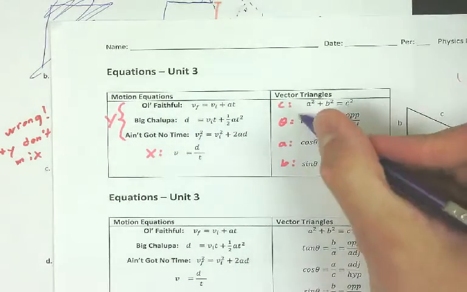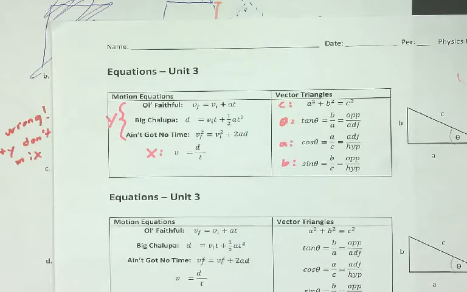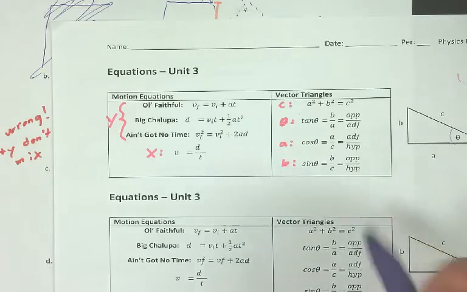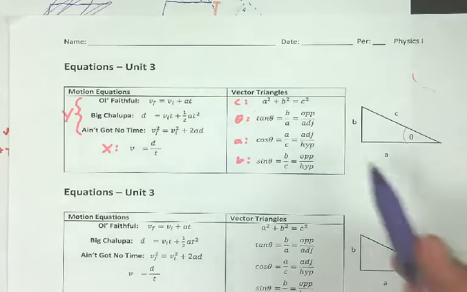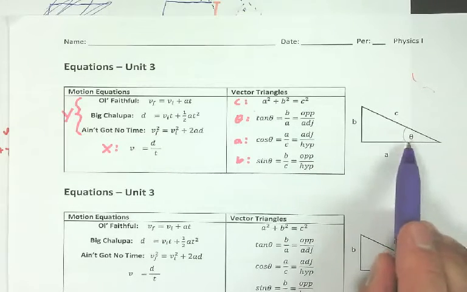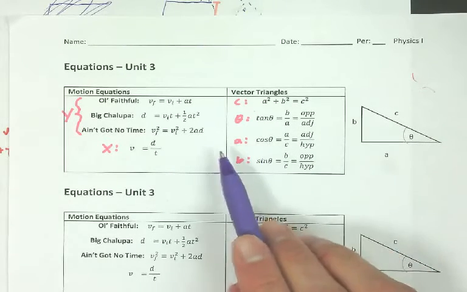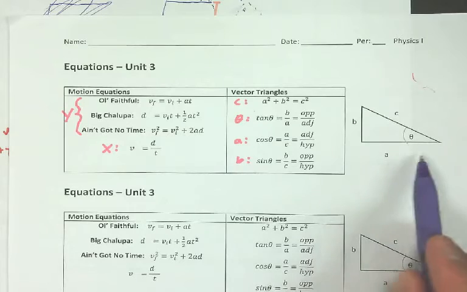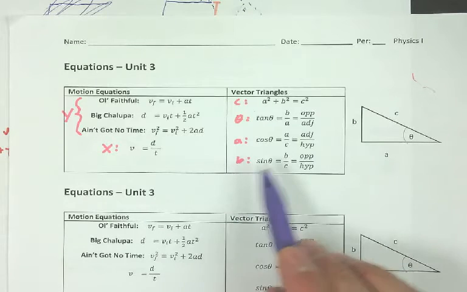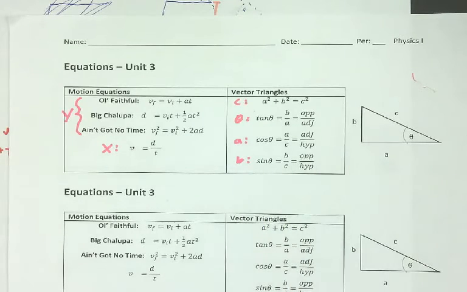And then when we get to the vector triangles, this is just a recap. We use Pythagorean theorem to find c, so the resultant vector. We use tangent to find theta, the angle. We use cosine to find a, which is the x value or the horizontal value. And then we use sine to find b, and that's the vertical value.